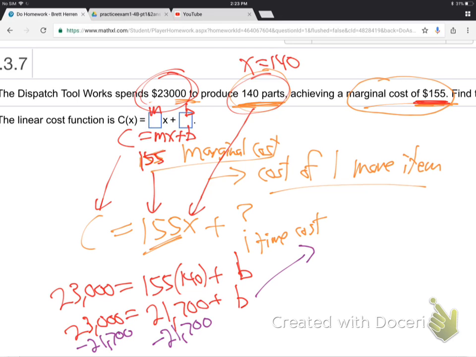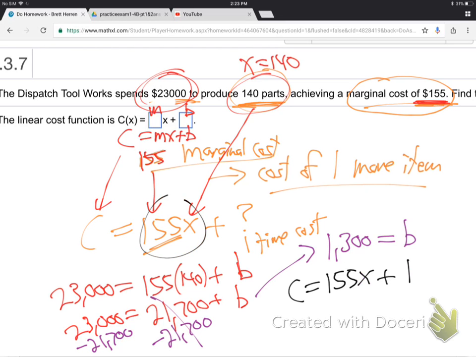And subtract that. I think it's going to be 1,300 is B, because these cancel. So B alone is 1,300. So now we have the overall, that's what goes back here. So the cost is 155x plus 1,300. Let's go back. I'll come back to that.